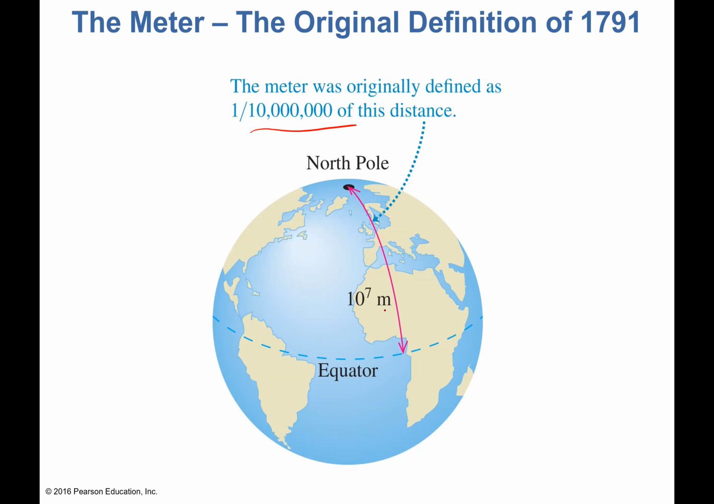If you want to verify, you would have to go to the equator, measure the distance from there to the North Pole, and so on. And Earth is also not a perfect sphere; it bulges a little bit. So it was good for a while, but then they realized the limitations of this, and it was changed.